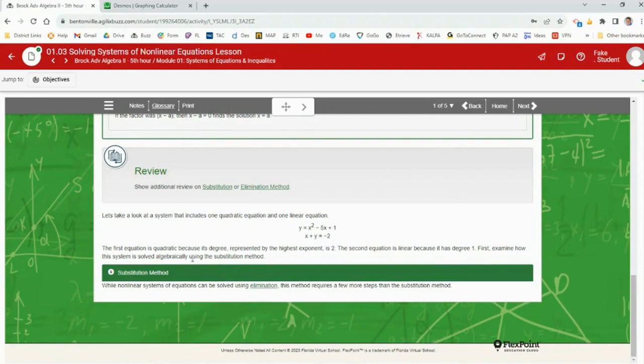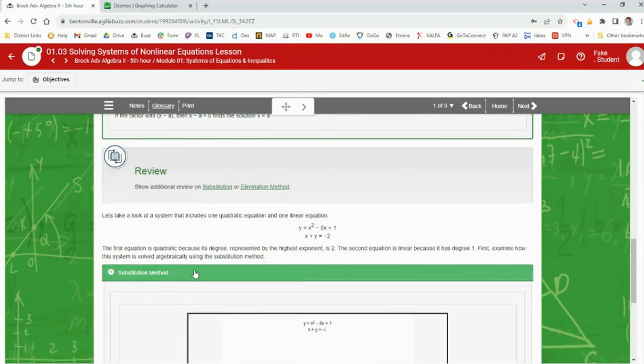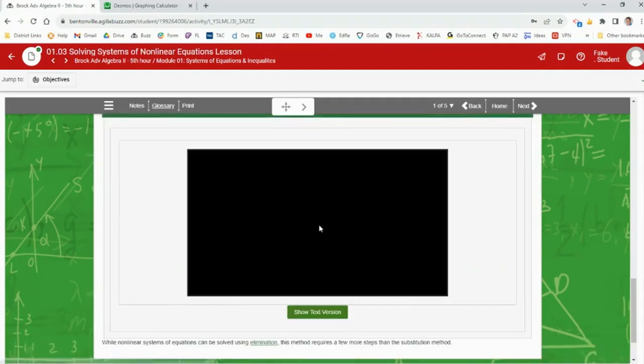All right, so let me write that down because we're going to do that. y equals x squared minus 5x plus 1. And our second equation is x plus y equals -2. Now let's see which way they substitute it, because we'll do it the same way. Oh, they have a video for us when they did it.